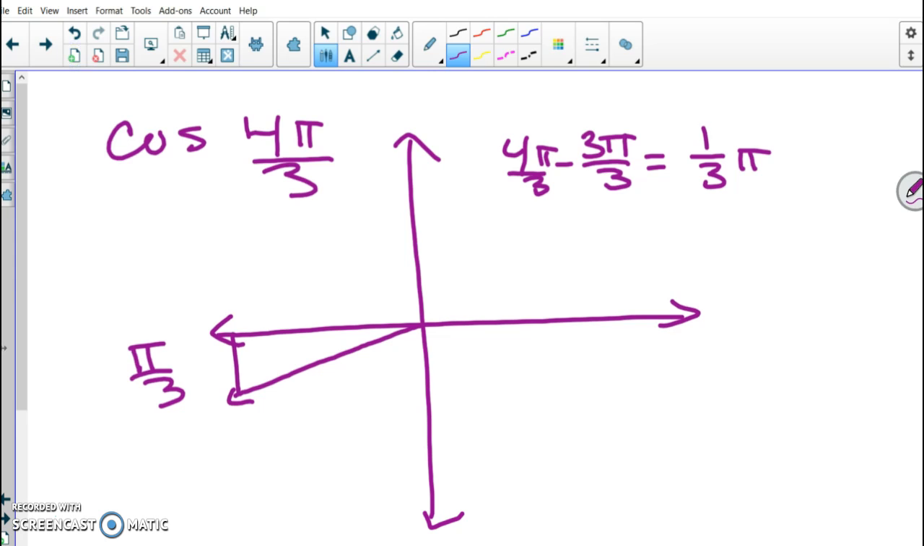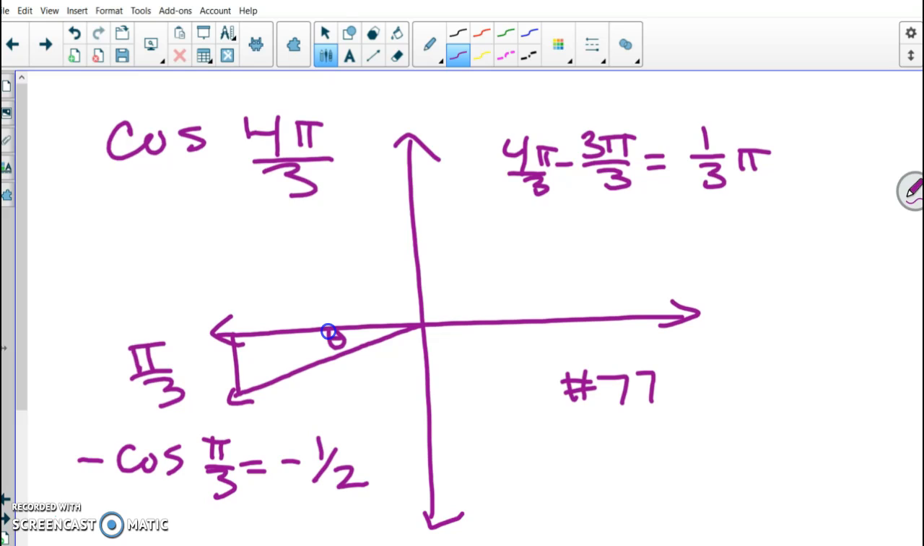I also realize that we've got this angle, and cosine in this quadrant is going to be negative. So we're taking the negative cosine, because we realize which quadrant we're in, of pi over 3. And we can remember from our unit circle, or quickly calculate in our heads, that value to be negative 1/2. I'd like you to look at the rest of the examples there, B and C, and then try problem number 77. Come back and check your solution.